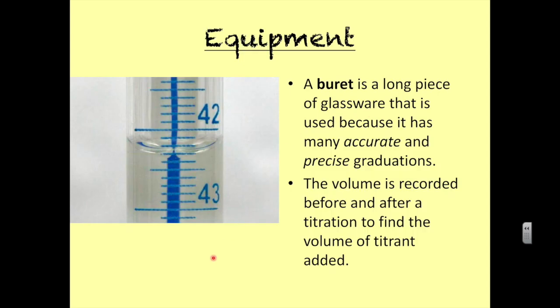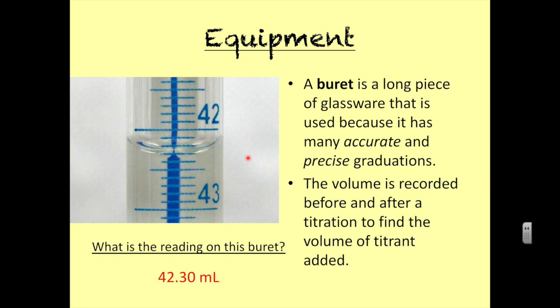Now to do this, you're going to use a burette. A burette is a long piece of glassware with many graduations on it. Now a burette's markings are backwards from what you're used to. The markings will increase as they move further down the burette. Normally you're used to seeing them decrease as they move down the burette. So it's important to look out for that. The volume is recorded before and after on that burette. So now, quick quiz. What's the reading on this burette?